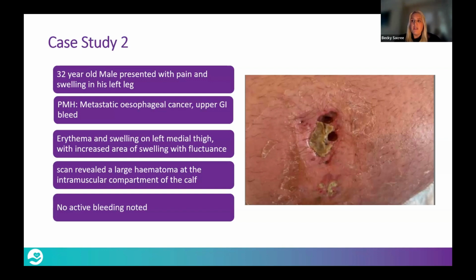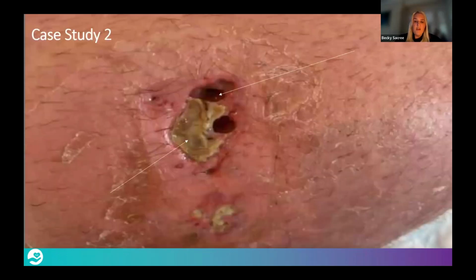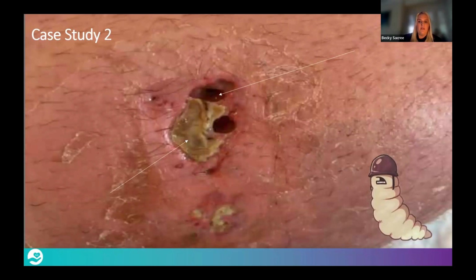We requested some imaging initially via a triage telephone call with the doctors for initial advice, and it was found that he had a large haematoma of the intramuscular compartment of the calf. He was therefore commenced on IV and oral antibiotics. After verbal discussion with the patient, being a young lad, we had extensive chats with him. We provided him with the information about larval therapy. He decided to proceed with it, and once again, we proceeded with the larval therapy.